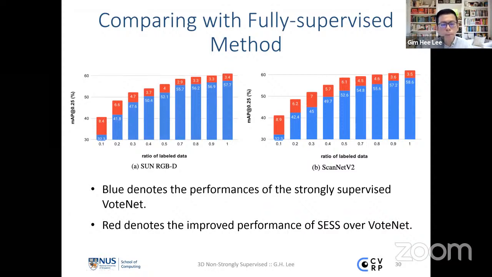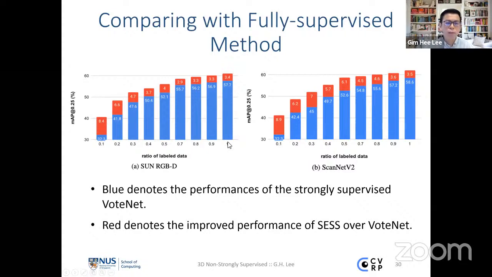Now, here are the results of our SESS, comparing it with the fully supervised learning method, which is VoteNet at that time. This is also the backbone network that we use in our semi-supervised learning technique. The blue bars represent the performance of the strongly supervised learning technique, and the red bars represent the increment in performance from our technique compared to the existing fully supervised technique. We can see that with all the percentages of data that we give to our semi-supervised learning technique, we outperform the strongly supervised one in all aspects.